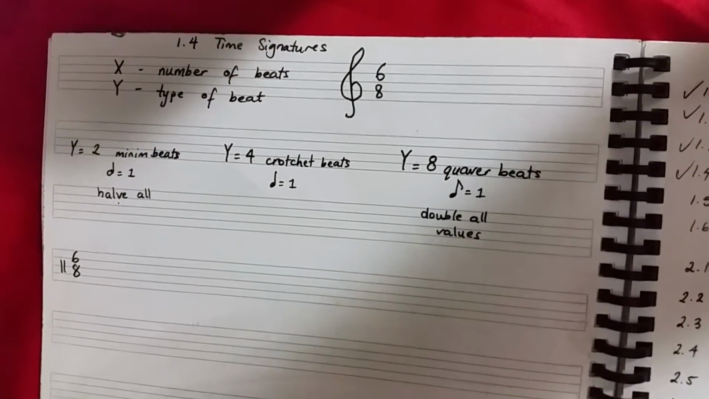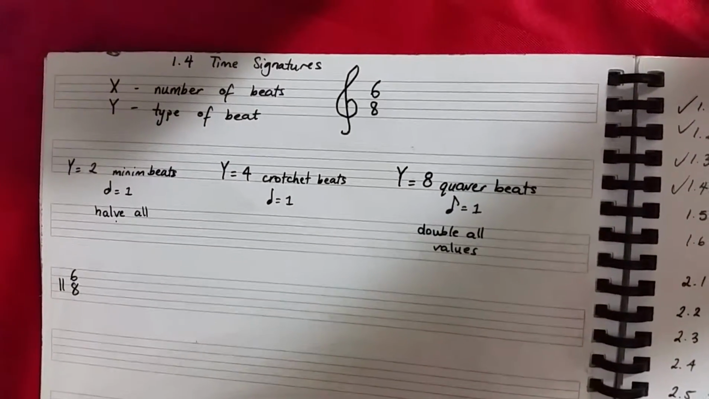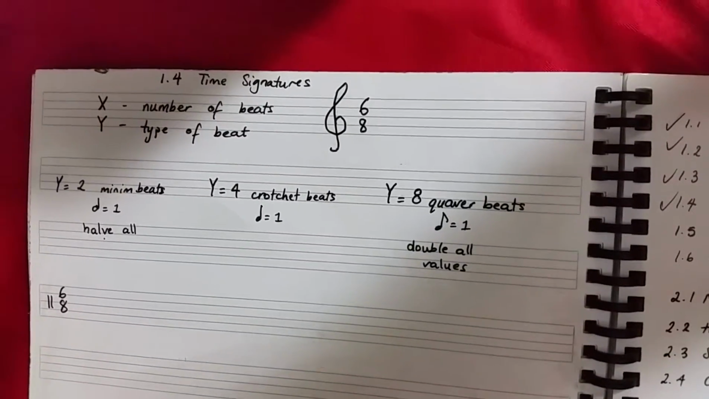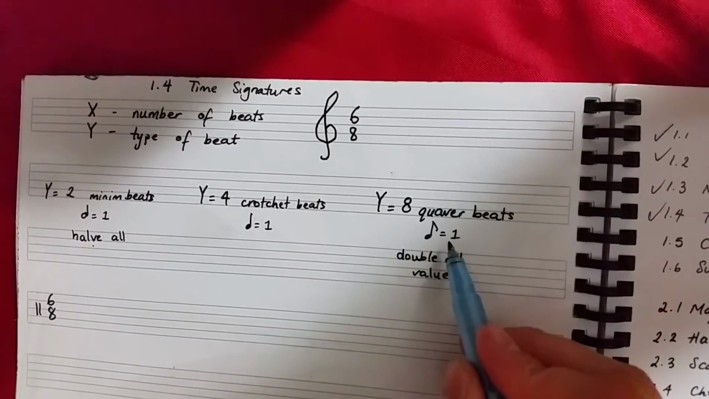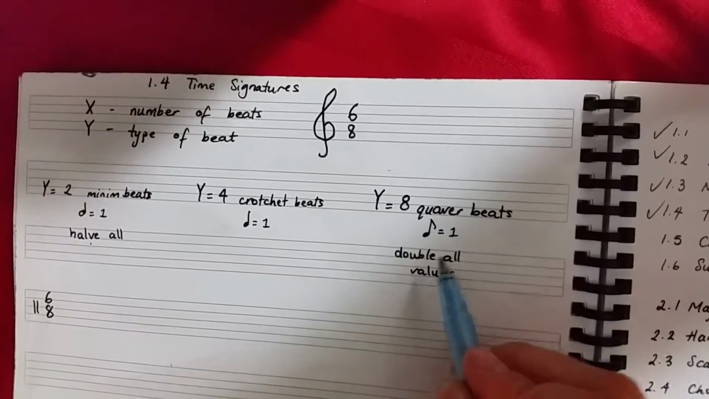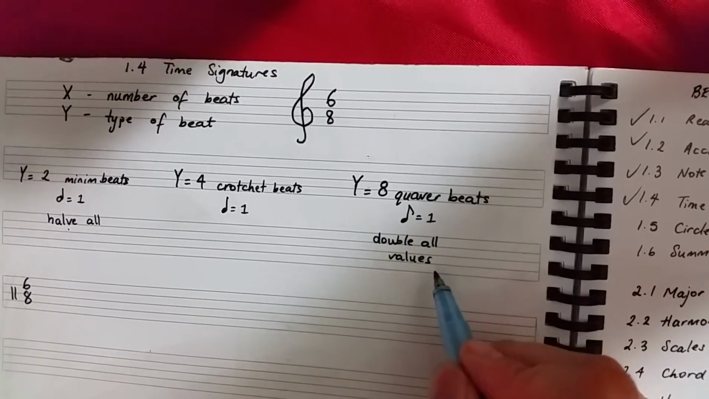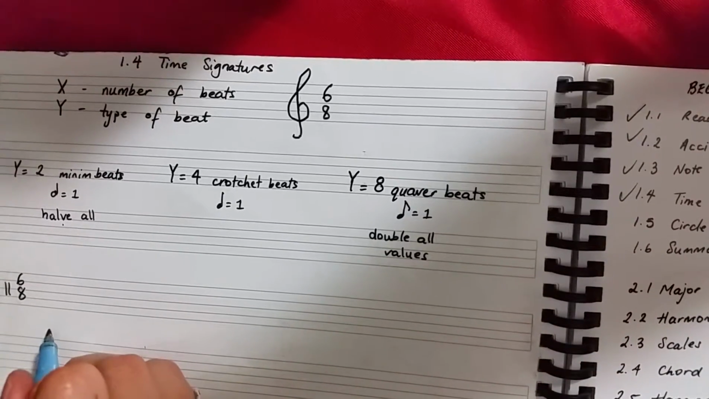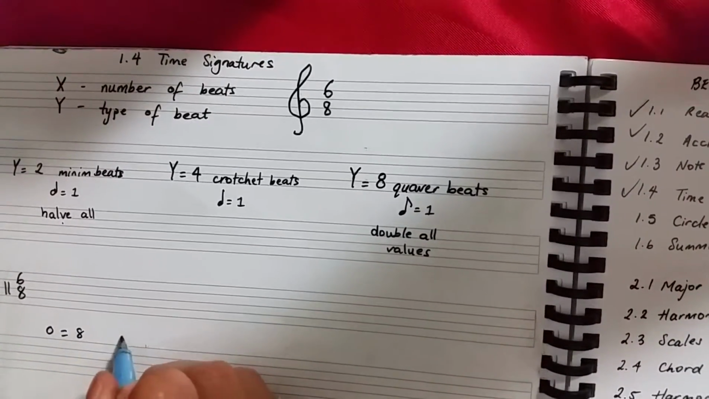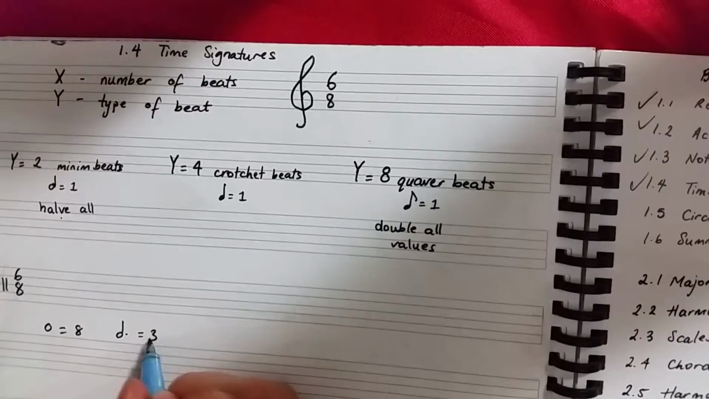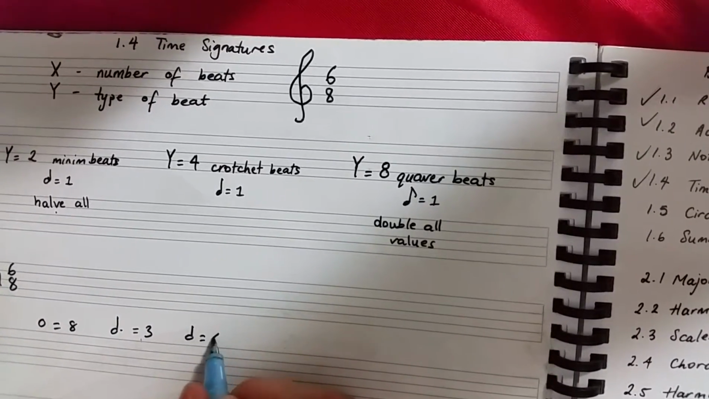Okay, now we're going to have a look at when Y equals 8. So this is when we're using quaver beats. So it means that the quaver is worth 1. So what's usually worth half is now worth 1. So you have to double all values. So that means the semibreve is now worth 8. Dotted minim is now worth 3. Minim is now worth 4.